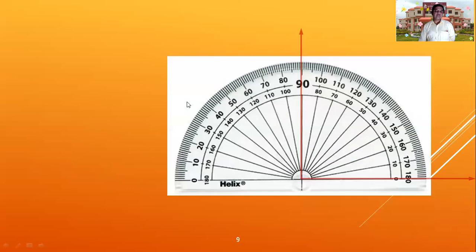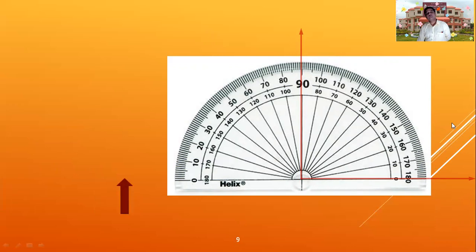Now we have one more example. Again, we put the protractor in such a way that the baseline coincides with one of the arms and the center of the protractor is on the vertex of the angle. Now, which scale shall I use? Definitely the scale whose zero is coinciding with one of the arms.